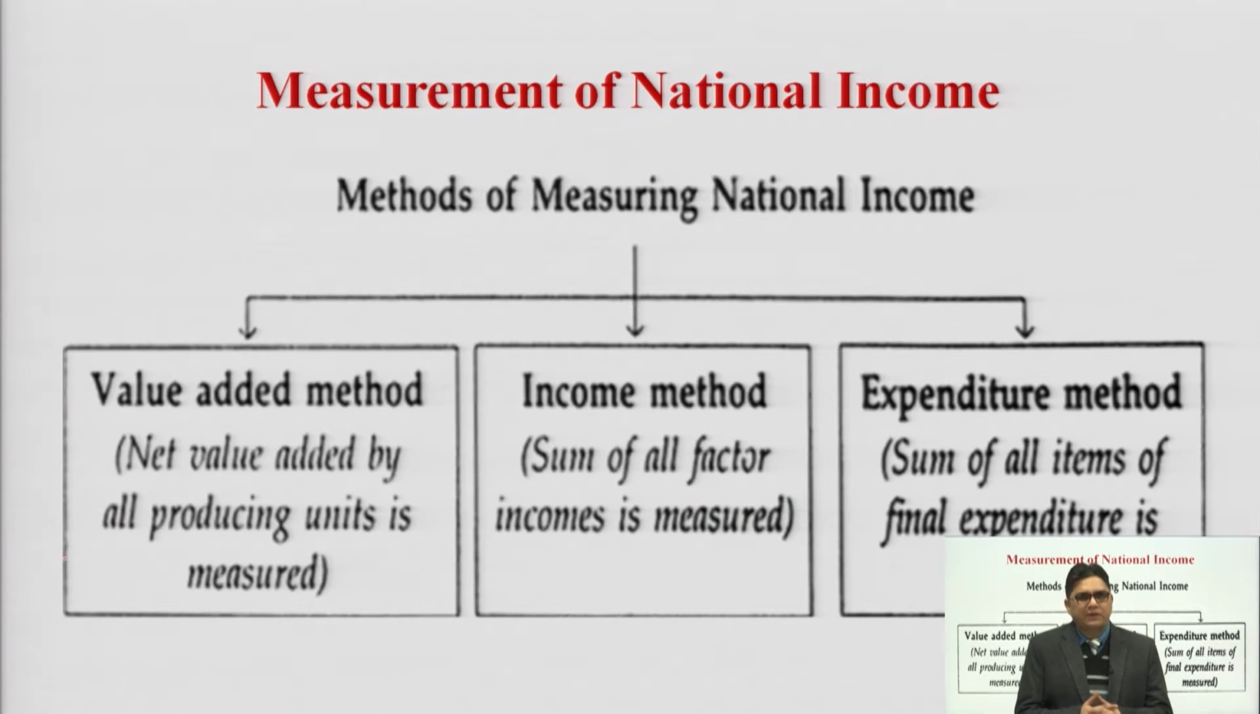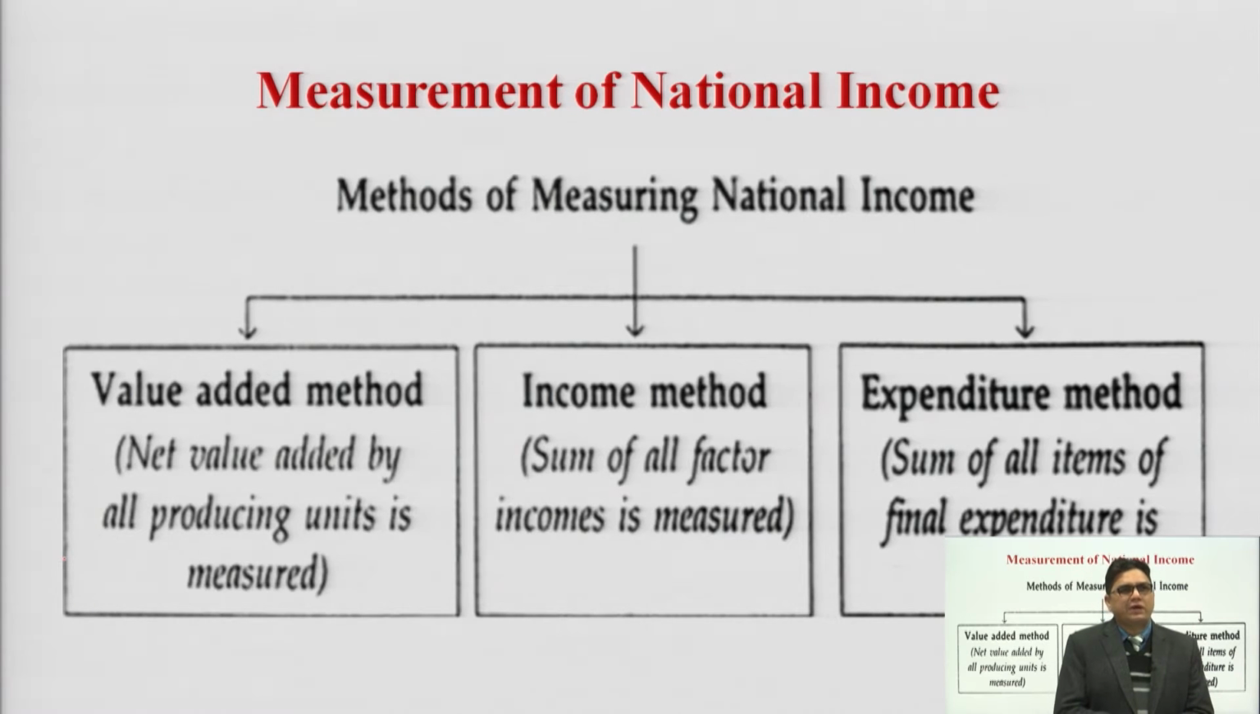In the value added method, we know that at every stage of production, the value of production keeps on changing. For example, at the first stage the value was 1000, at the next stage 1500, and at the third stage 2000. So, the value added method says that double counting needs to be avoided, and the value added at every stage needs to be taken into account.